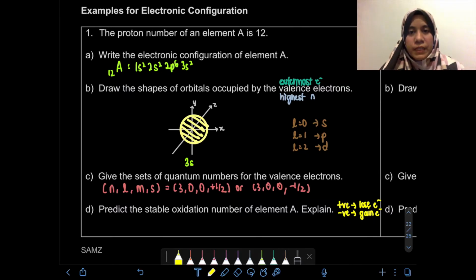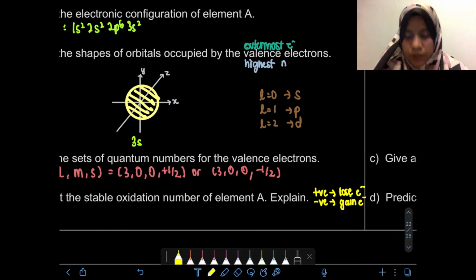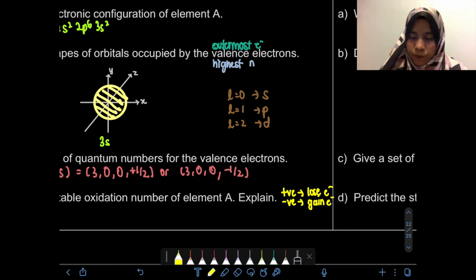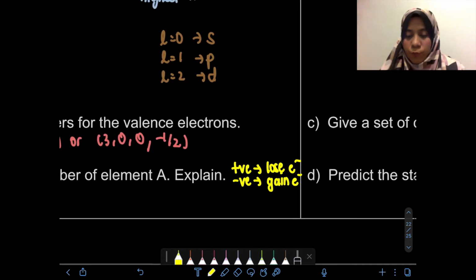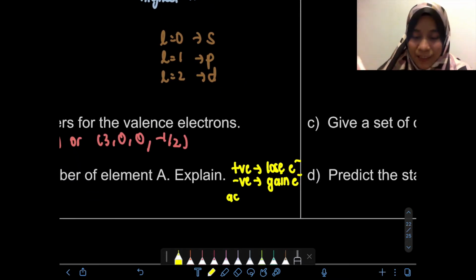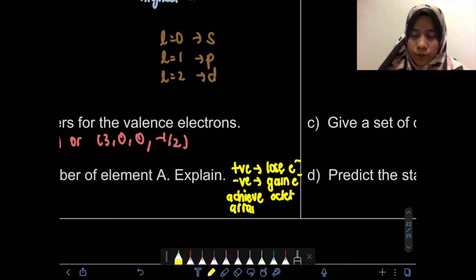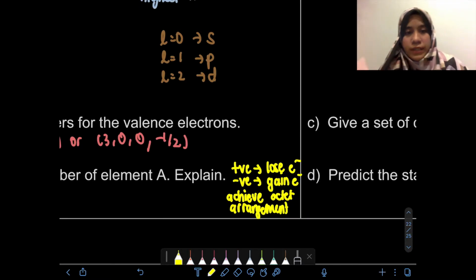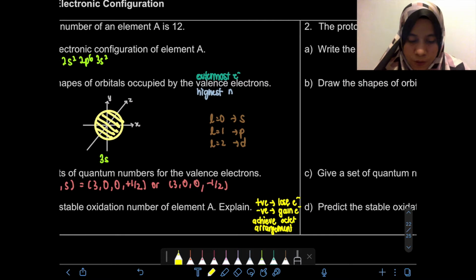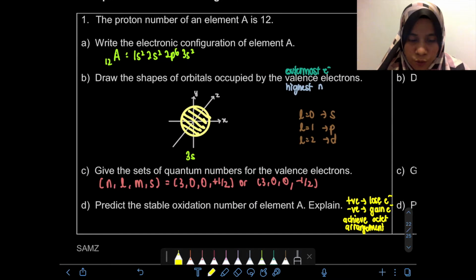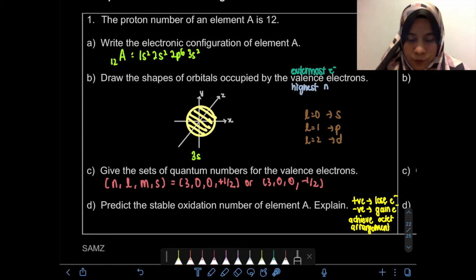Okay, so kenapa dia nak lose ataupun gain electron itself ni? Sebab actually they want to lose ataupun gain electron ni to help the atom to achieve octet. Achieve octet arrangement. Octet arrangement tu it means that the outermost electron tu kena ada 8. Okay. So in this case, kalau macam tu, if you be unsure kan, kita tengok yang ni.